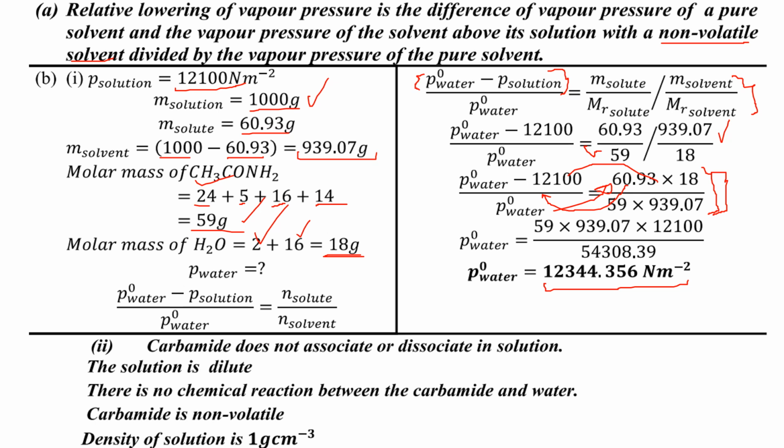If you look at Roman number 2, where they ask for conditions or limitations or assumptions, these ones are always going to remain the same. The solution must be dilute. The solid should not associate or dissociate in solution. Always, when the solid is given, make sure that you specify the solute. There should be no chemical reaction between the solute and the solvent. Also, the solute should be non-volatile. And the density of the solution is assumed to be the same as the density of water, which is 1 gram per centimeter cubed.